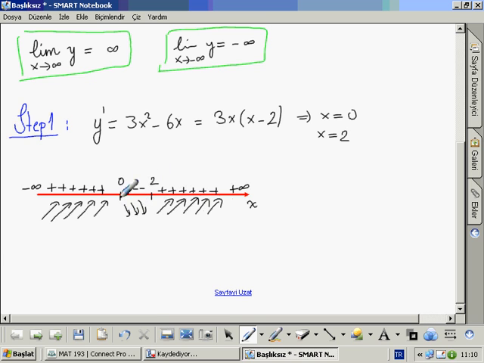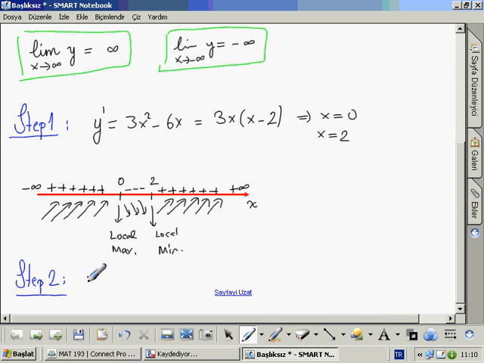As you see, for this point, increasing to decreasing, so this will be a local maximum. And decreasing to increasing, this point will be a local minimum point. Okay, and we continue with step 2.